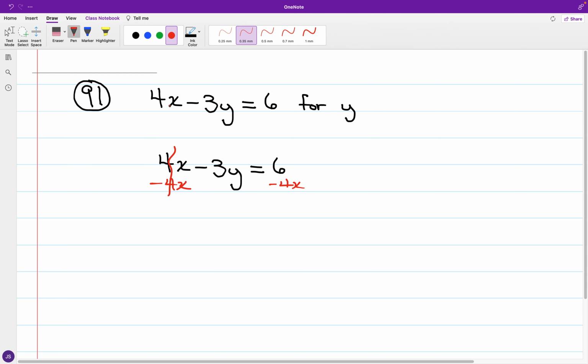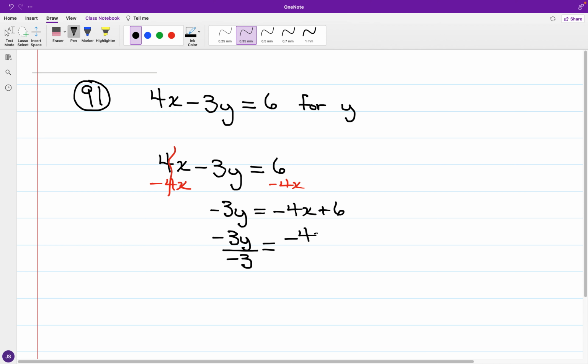And looking at what we have in the mix, if I take 4x away from both sides, we have negative 3y is equal to 6 minus 4x, or negative 4x plus 6. And there's a future item that's going to be referred to as the slope-intercept form. And looking at putting y by itself.